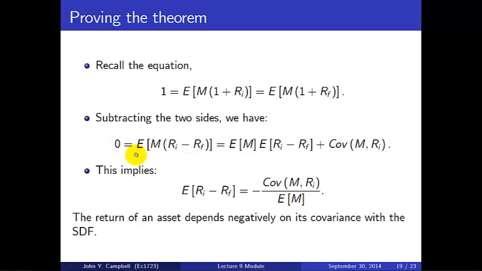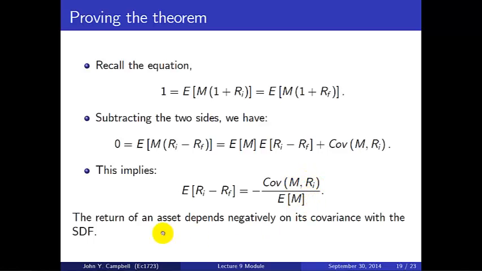And the expectation of a product is the product of the expectations plus the covariance. And that's just a property of covariance. That's true by the definition of covariance. In other words, the mean of the product is the product of the means plus the covariance. Now, if we rearrange these terms, we get that the expected excess return on any asset is minus the covariance of M and R_i divided by the mean of M.